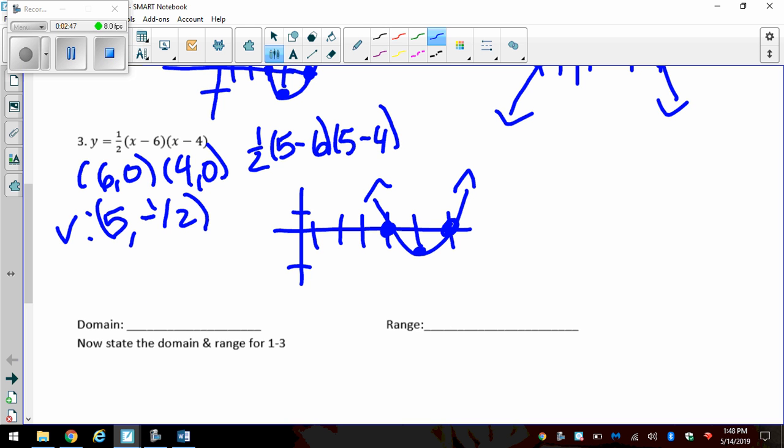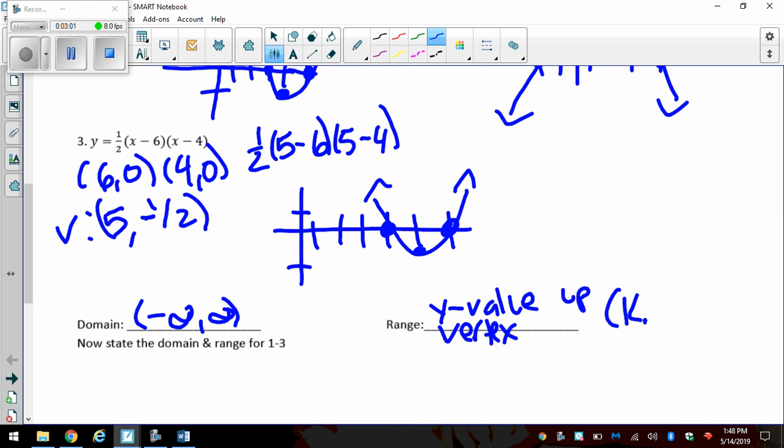The domain's the same as yesterday, negative infinity to infinity. Your range is just going to be the y value of your vertex. That was the same as your k yesterday. And still, if it opens up, it's going to be that k value to infinity, and that's a bracket still, sorry. If it's opening down, it's going to be negative infinity to k.